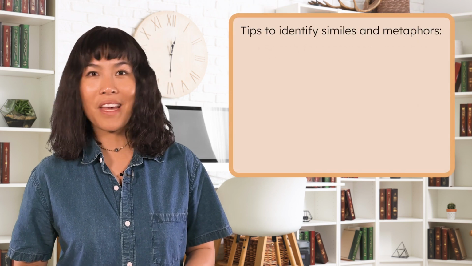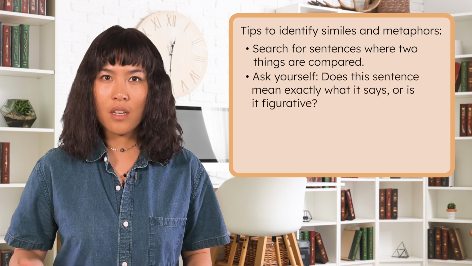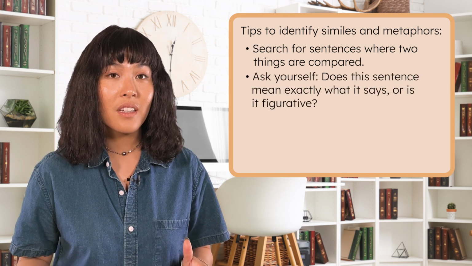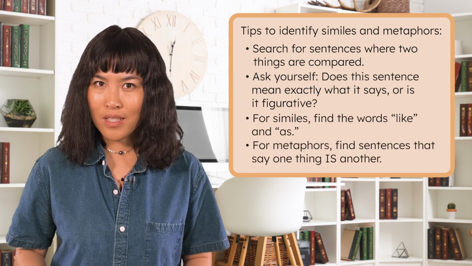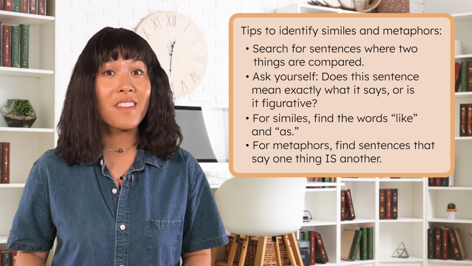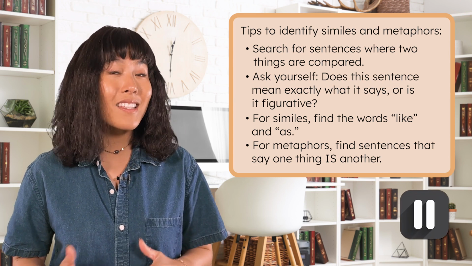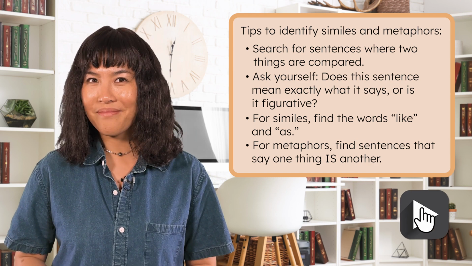Now, you're going to find one simile and one metaphor. To find them, here are some tips. Search for sentences where two things are compared. Ask yourself, does this sentence mean exactly what it says, or is it figurative? For similes, find the words like and as. And for metaphors, find sentences that say one thing is another. Pause the video here to highlight the simile and underline the metaphor in the text. Did you find them?